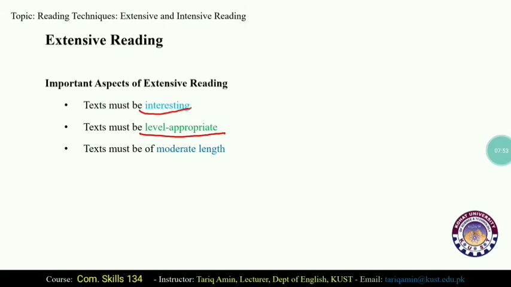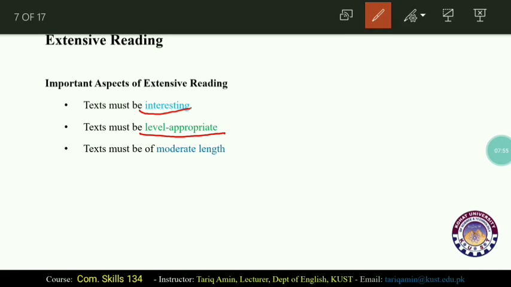Text must be of moderate length. This is also important, that you should select a text that is of moderate length. You should not select lengthy text, and you should not select very short text. You should select a text of moderate length. For example, you can select a text of 5 pages, 6 pages, and 8, 9, 10 pages. These are moderate lengths. You can read them easily.